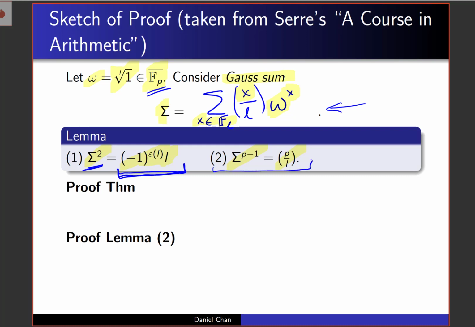Let me firstly show you how this gives you the quadratic law of reciprocity. We're going to start with this second part, which is the Legendre symbol (p over L). Putting both parts of this lemma together, you see the square is this. So if you have p minus 1 on 2, what does that give you? You can write this out as minus 1 to the epsilon L times L to the power of p minus 1 on 2. You're working inside F_P here.